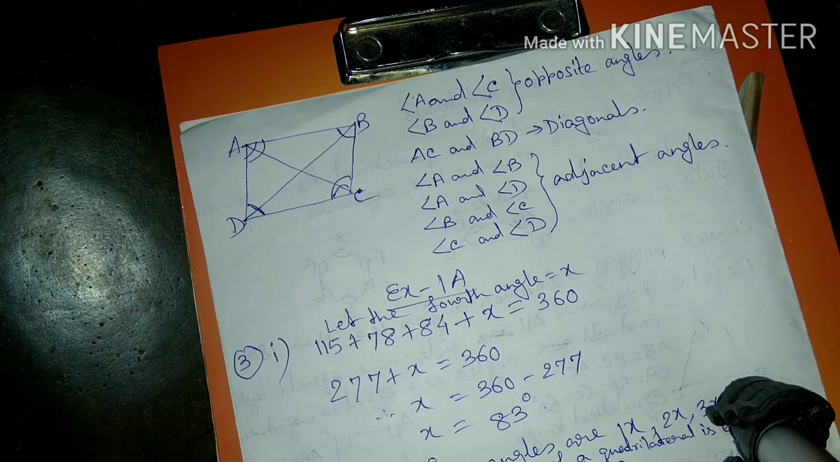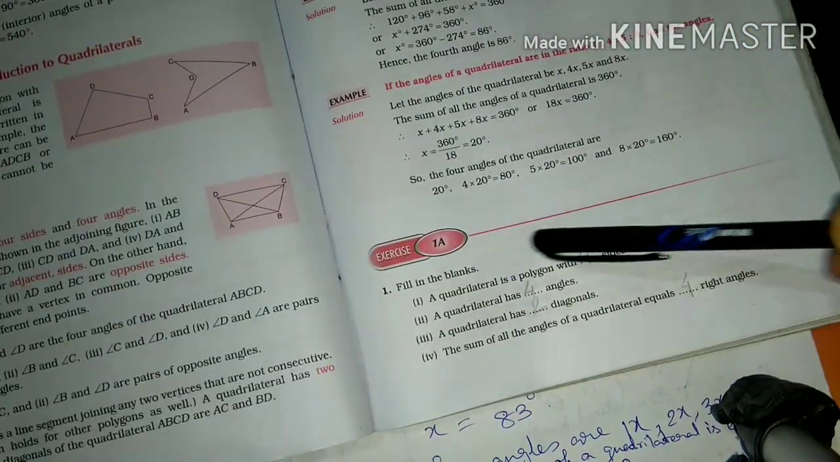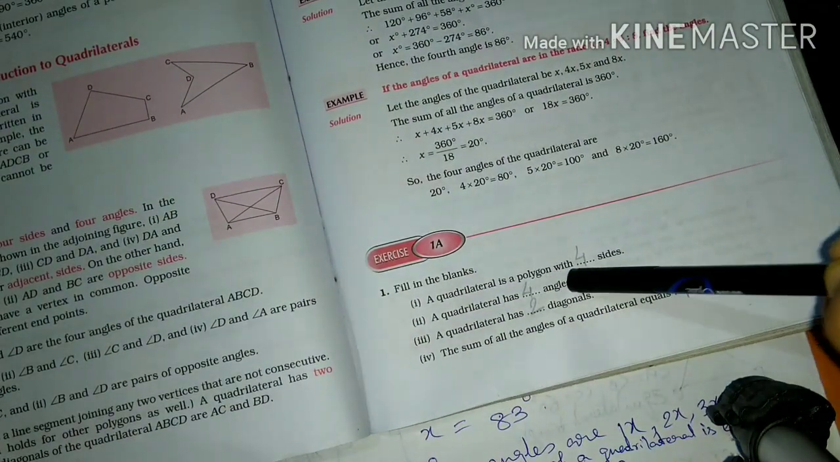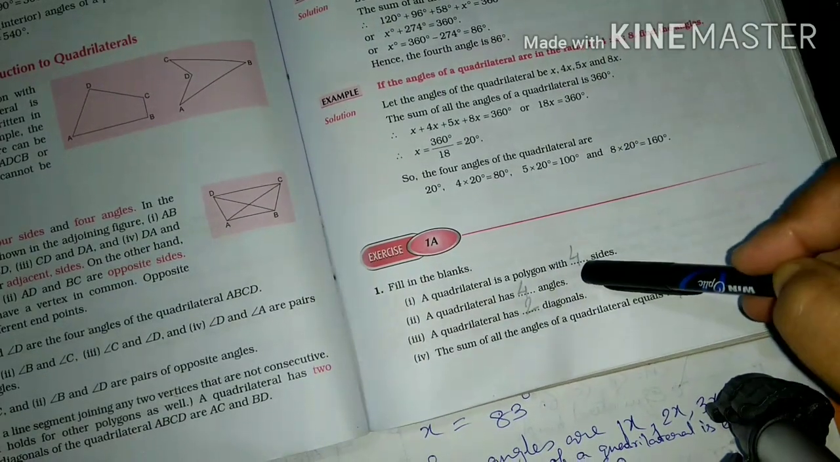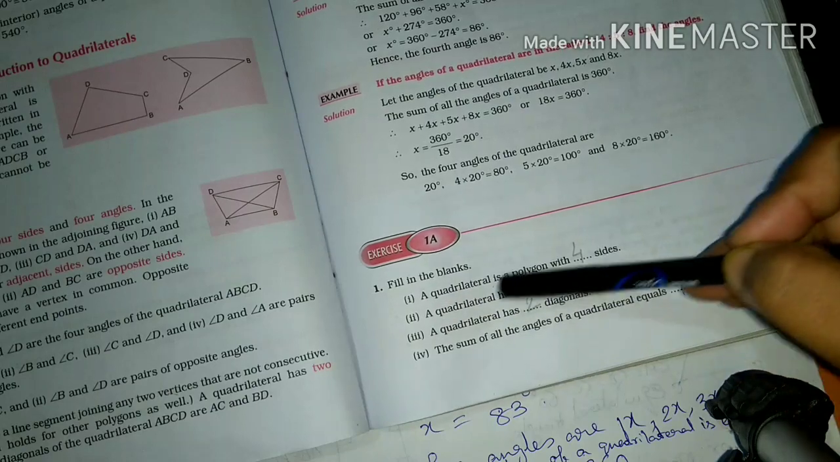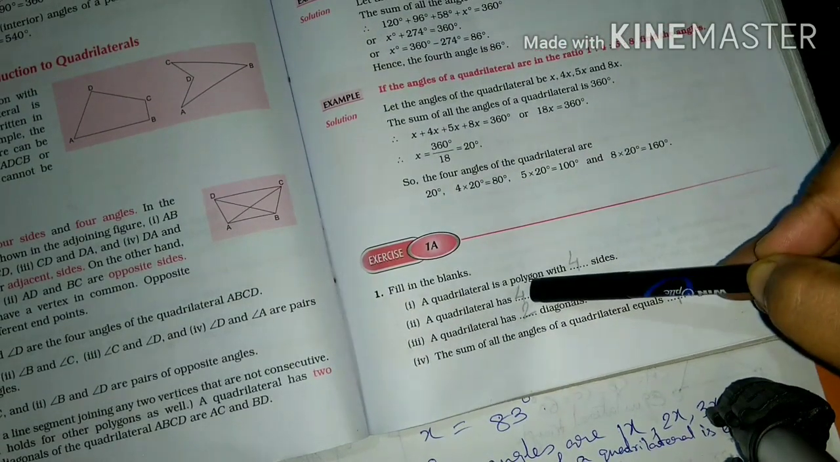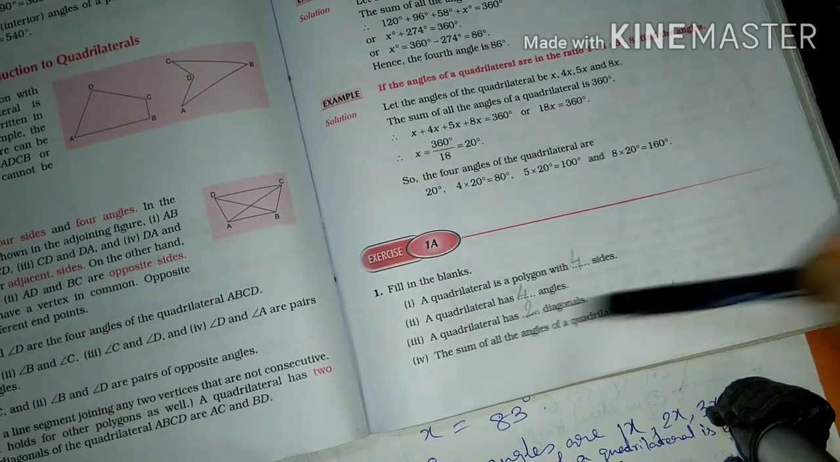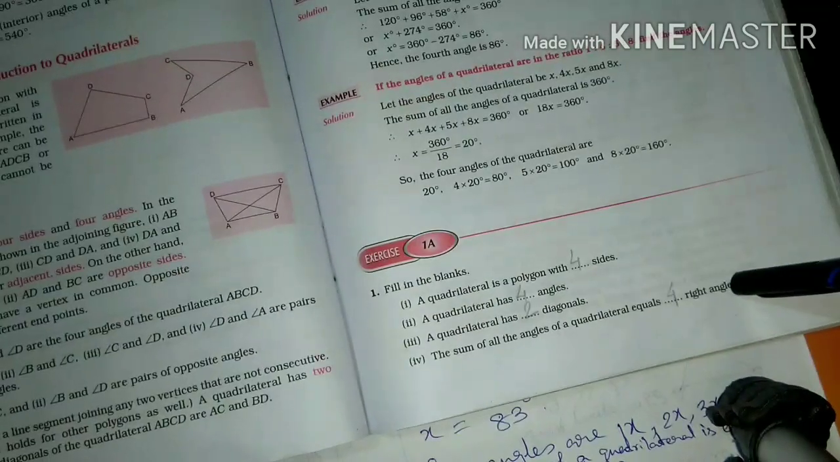Clear? Now let us start with exercise 1A. I hope you all have kept your books open. Keep your book open. See the fill in the blanks. A quadrilateral is a polygon with dash sides. How many sides are there in a quadrilateral? 4. A quadrilateral has dash angles. How many angles? A quadrilateral has 4 angles. A quadrilateral has dash diagonals. How many diagonals are there? 2 diagonals, just now we have seen, AC, BD. Yes or no?